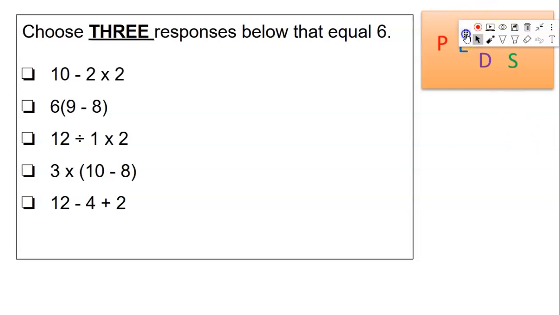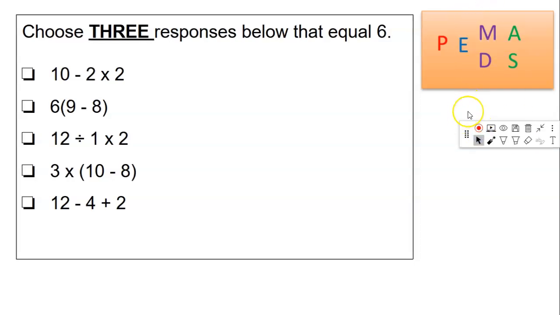Let's start by reviewing PEMDAS. PEMDAS tells us the order that we need to do different operations in. Another way to remember this is please excuse my dear Aunt Sally. So the P stands for parentheses. E, you can go ahead and just scribble it out. We don't do E in 5th grade. It stands for exponents, but in order of operations, we don't do that in 5th grade.